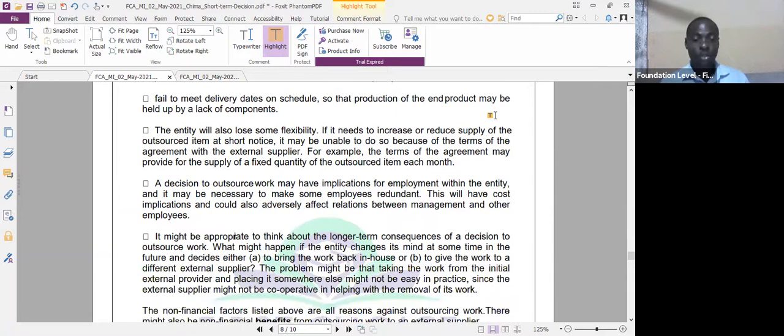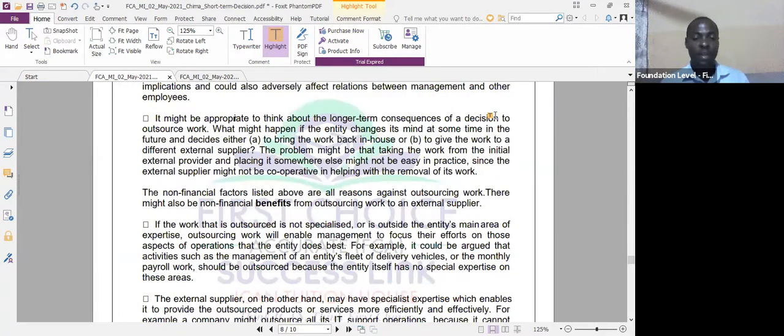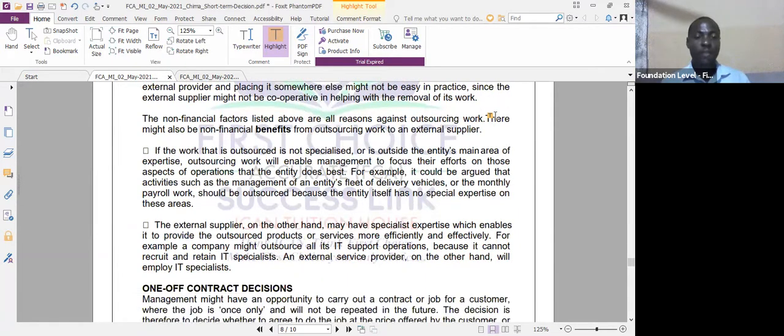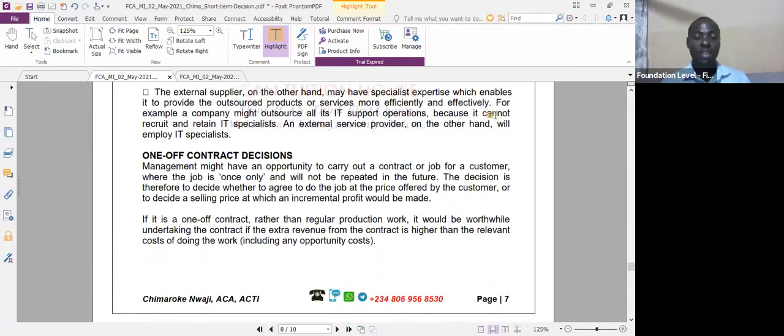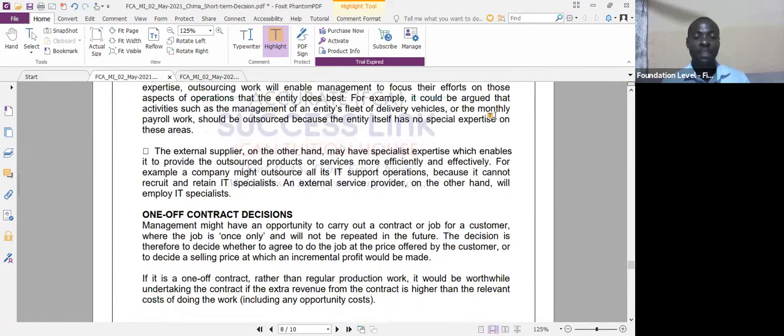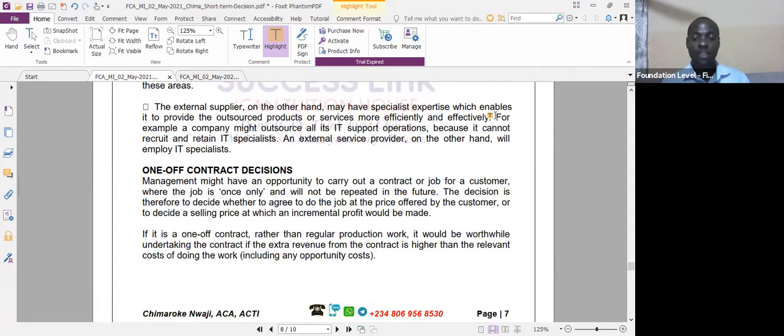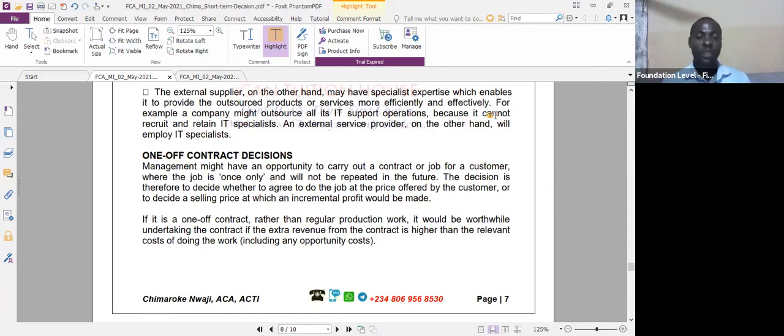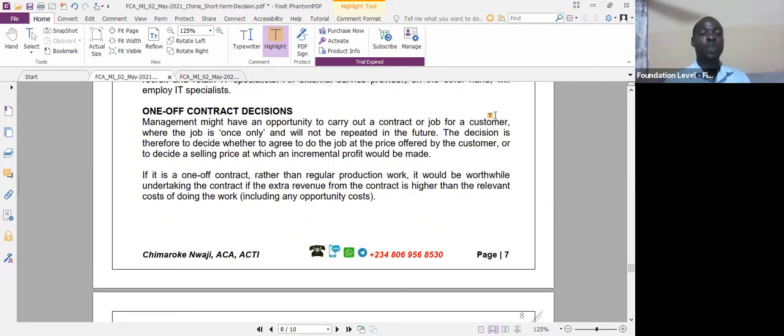So you might need to go through some of these non-financials that will affect the relevant costs. Before we take this one-off contract, please give me another 1 minute, please.